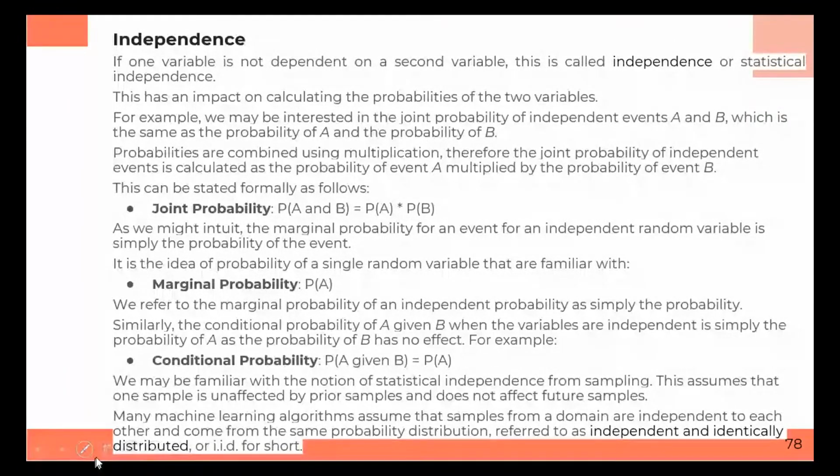Statement. Many machine learning algorithms assume that samples from a domain are independent of each other and come from the same probability distribution. That's why they are referred to as independent and identically distributed, or IID for short. That is independent and identical distribution, IID. Got it? That's how it is understood.